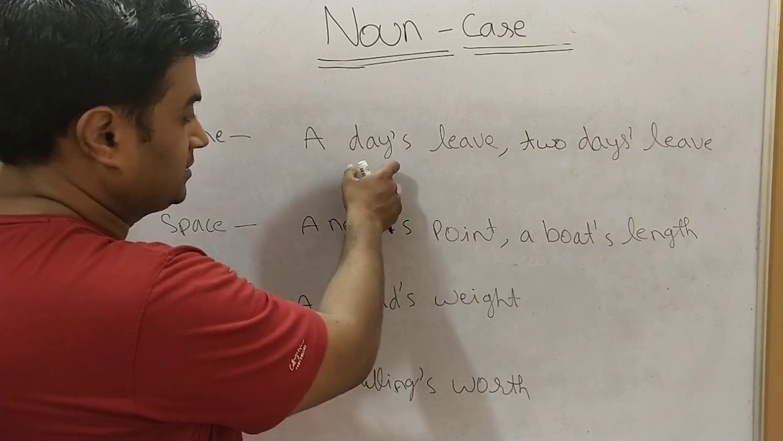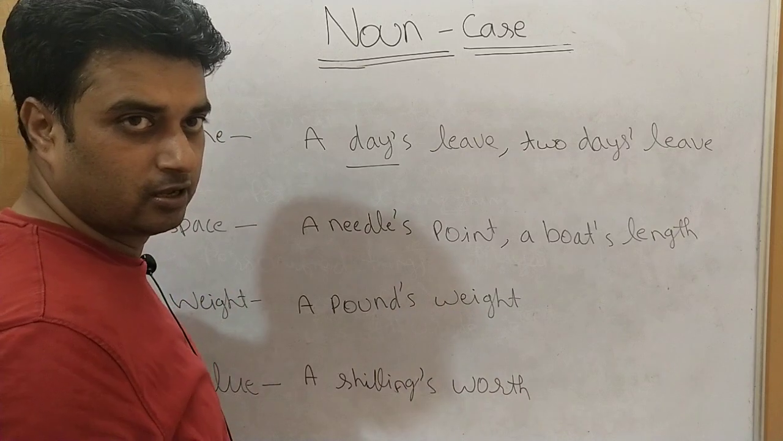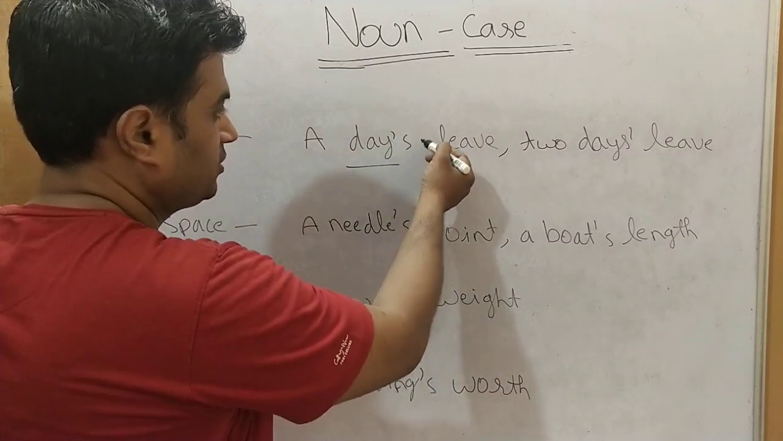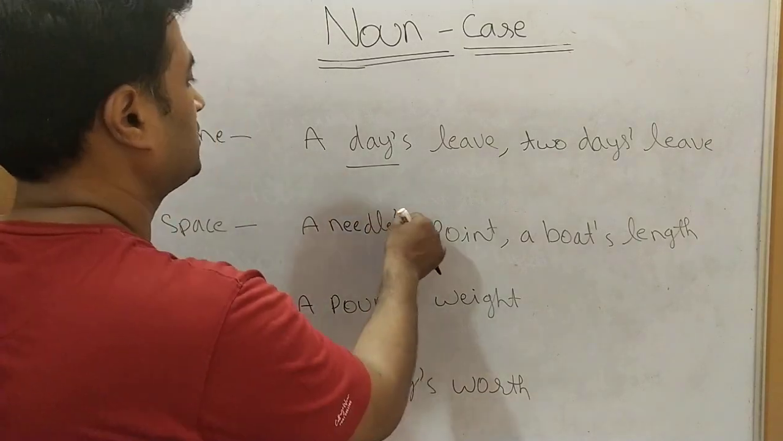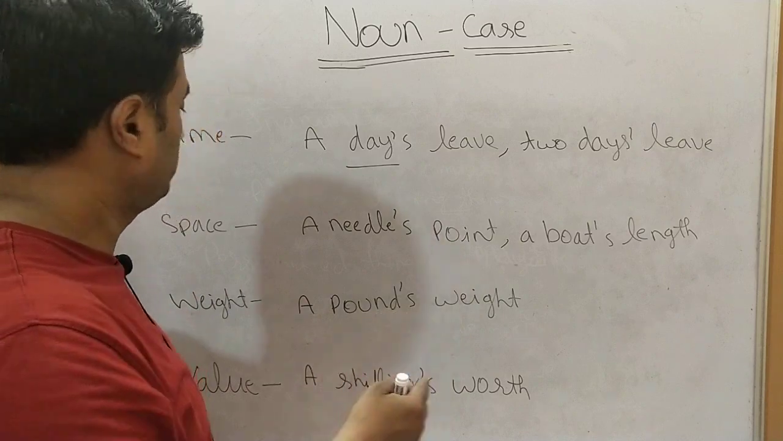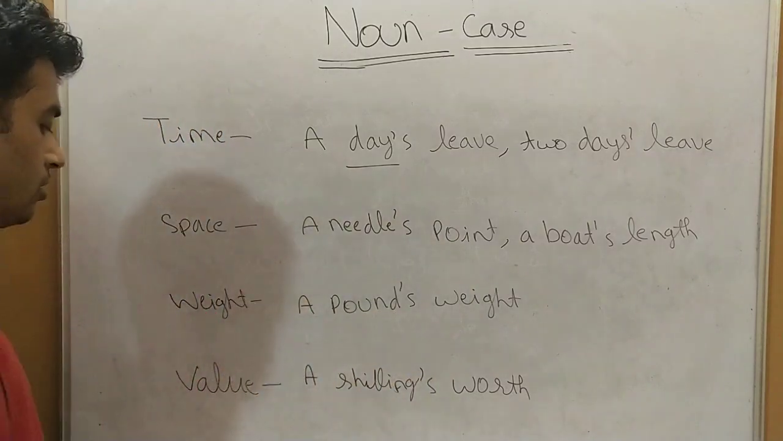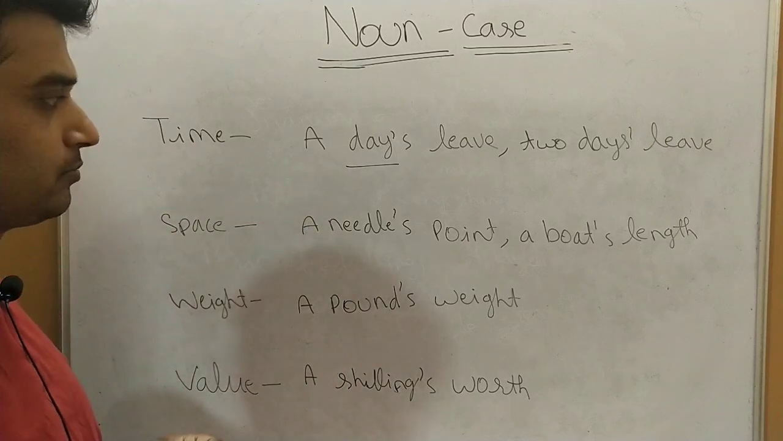While a day's leave, it is an inanimate thing. Koi living thing to hai nahi day. To hum iske saath apostrophe s nahi use karte. Lekin why? We are using the apostrophe s because it is showing time. So nouns showing time, space, weight or value are usually put in the possessive case.